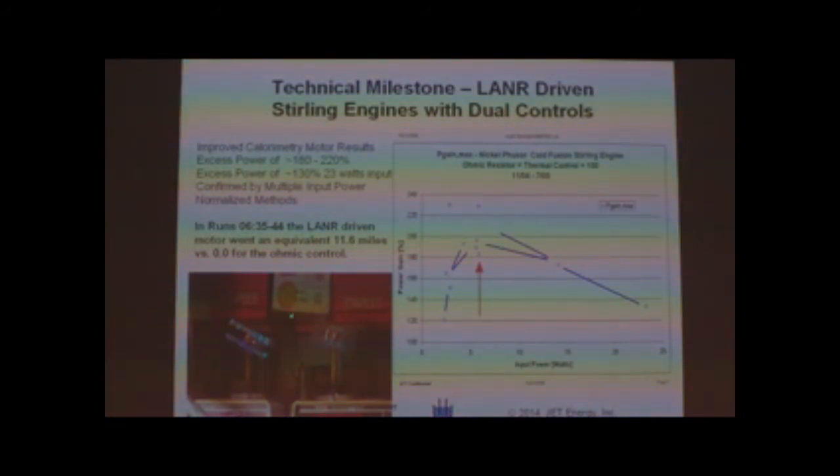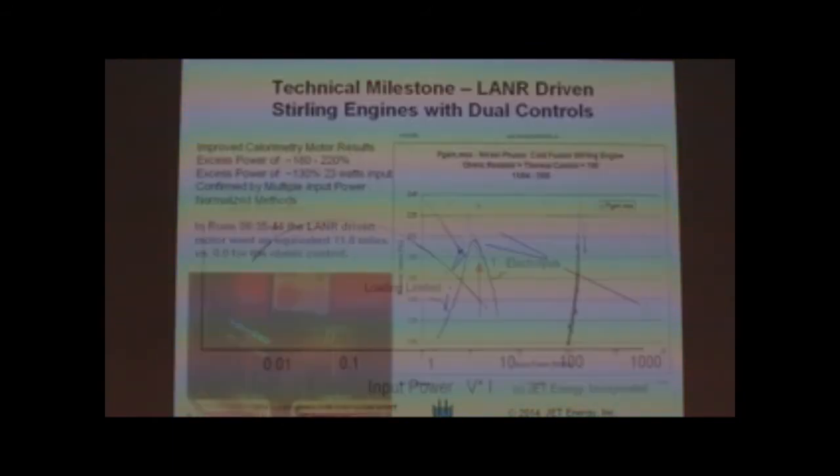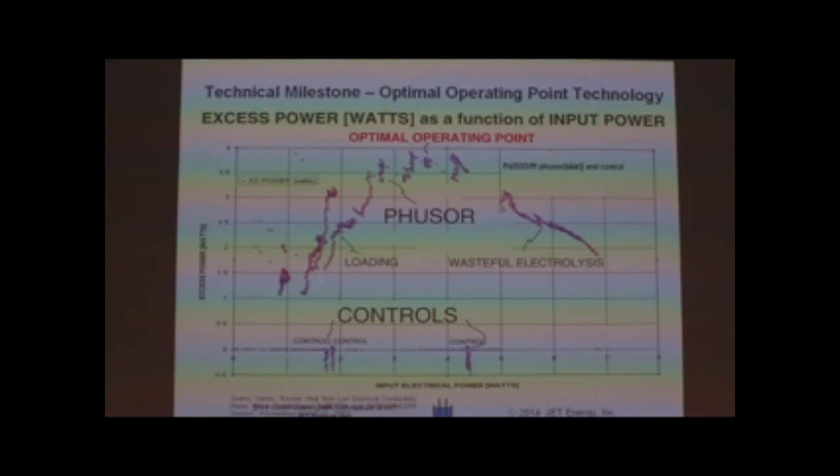When we end up driving Stirling engines, what we find is when we look at the power gain, again, we see a peak and therefore we try to drive the engine right there. Take home points, these optimal operating points, by the way, are the reason why a lot of people miss cold fusion, I think. I mean, if you set up a system to your power supply and you're driving here, you're not gonna see anything. You're driving here, you're too far.